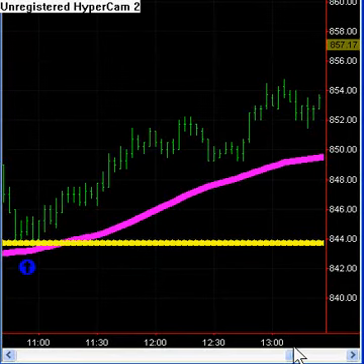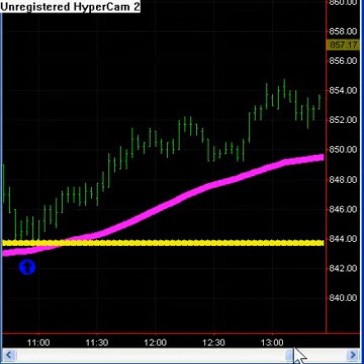Okay, I called this setup live in the room. We had a gap up, and we're looking for a pullback to my support.